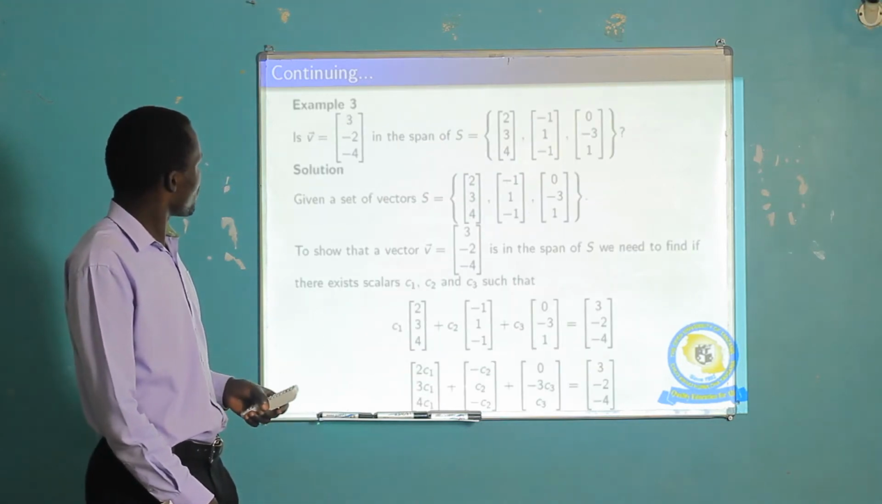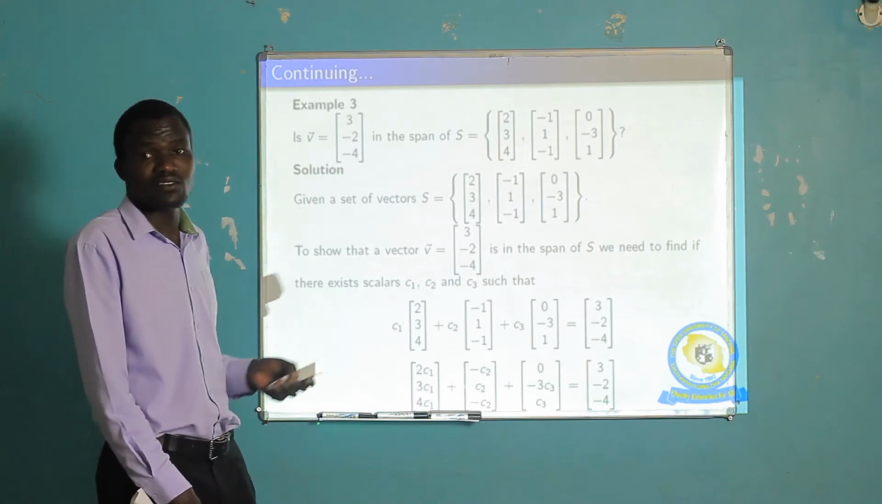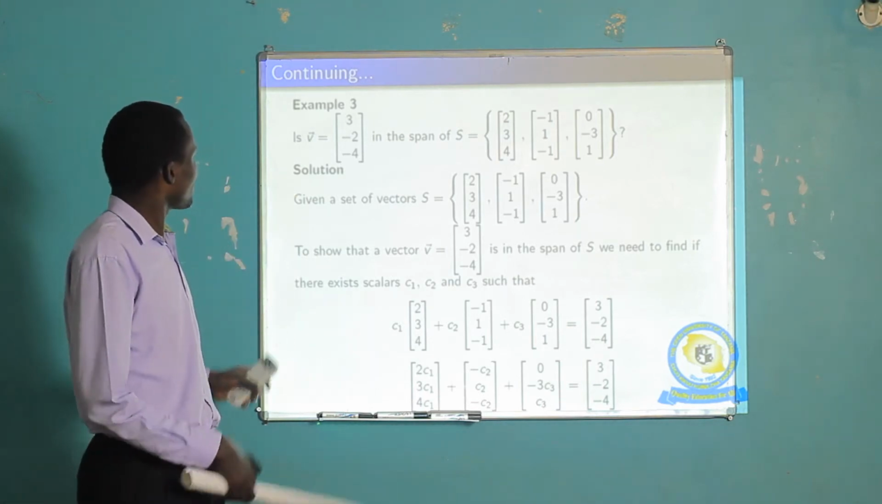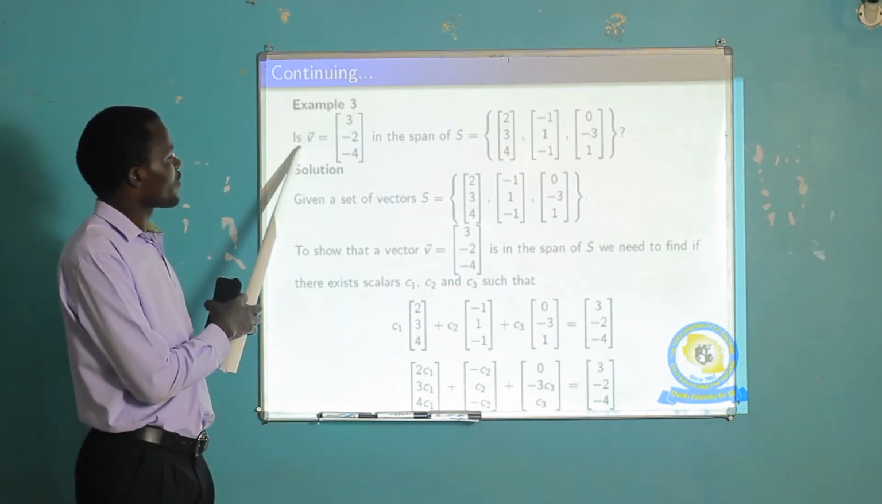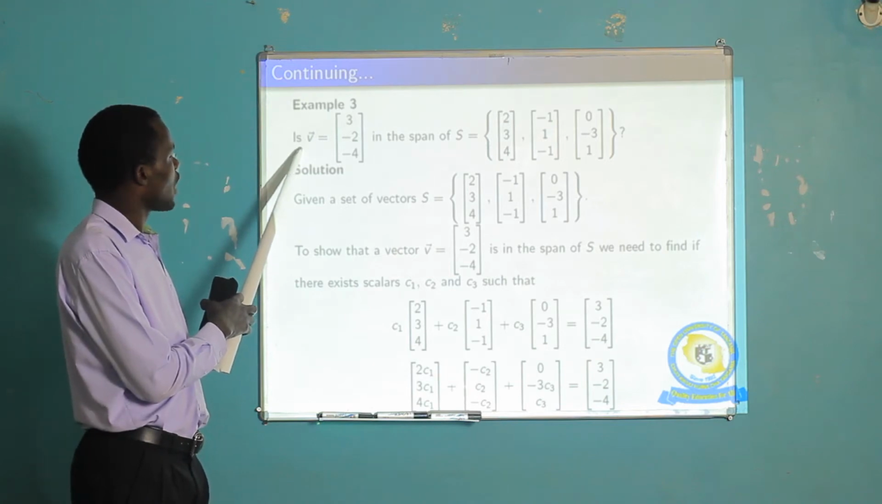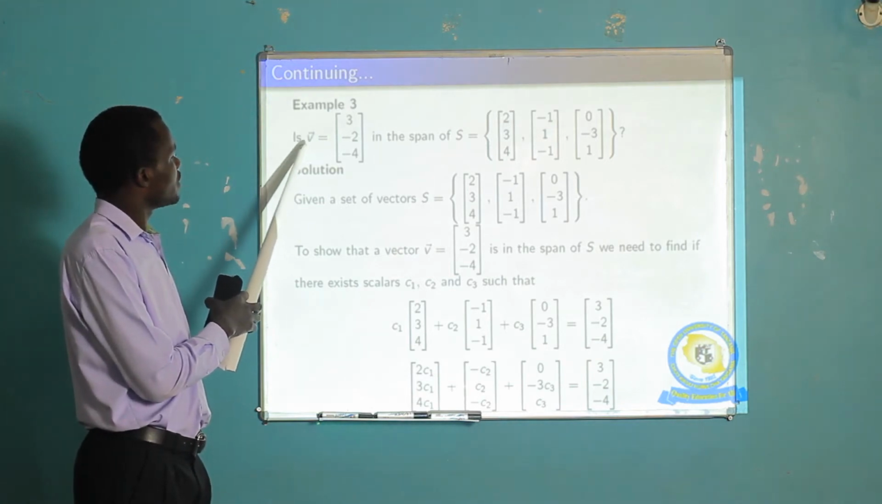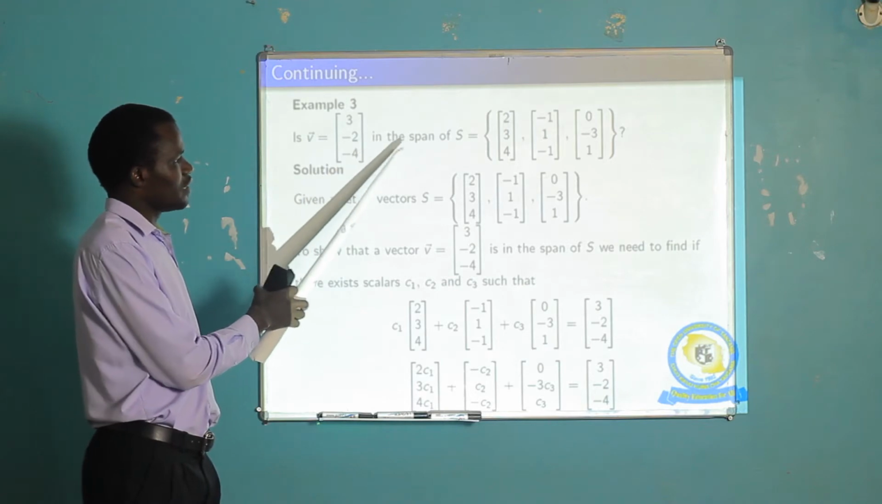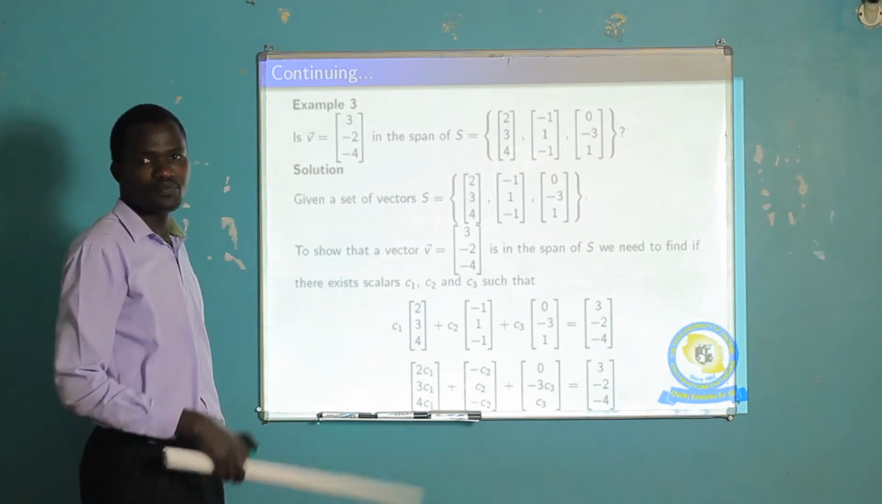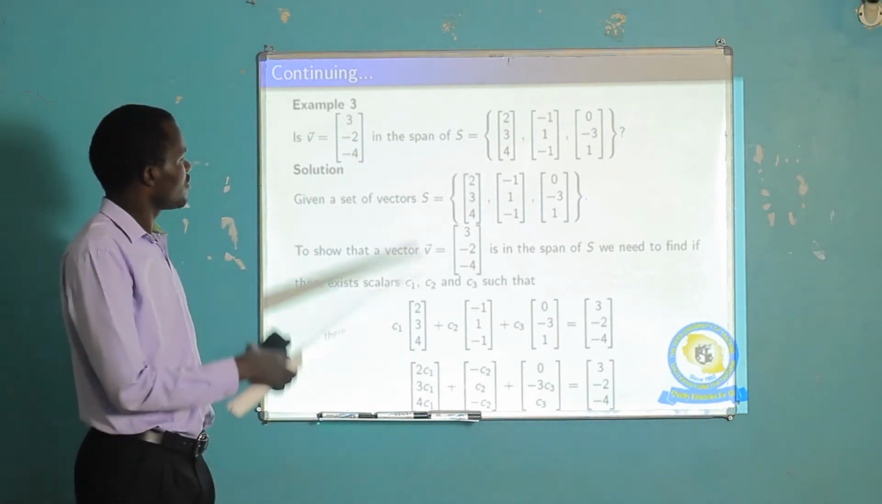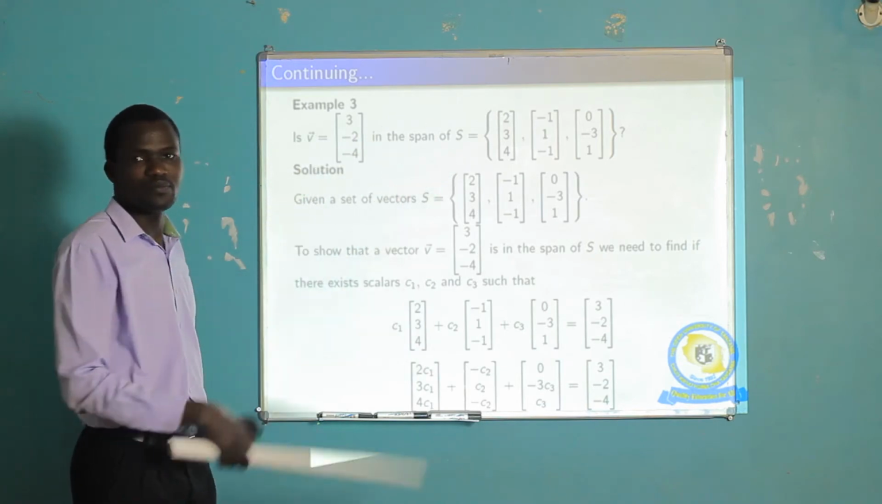We have another example here. So this is quite different. We are asked to find, we have been given this vector, and we have to find out whether this vector is in the span of this one.